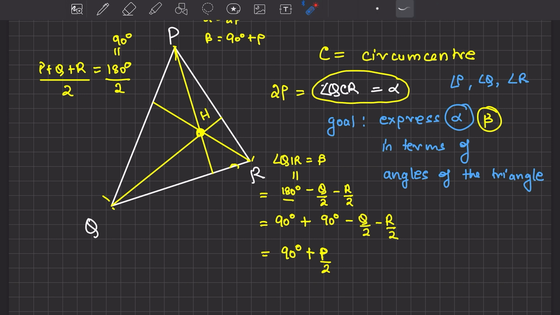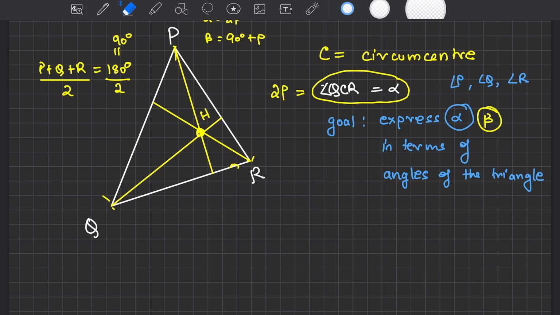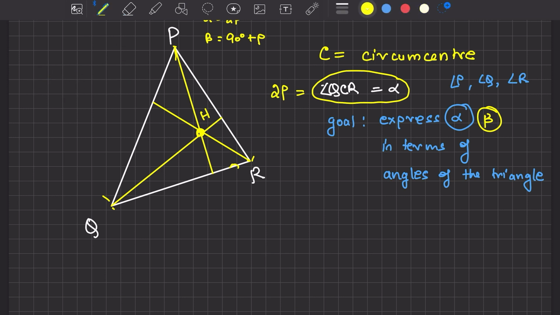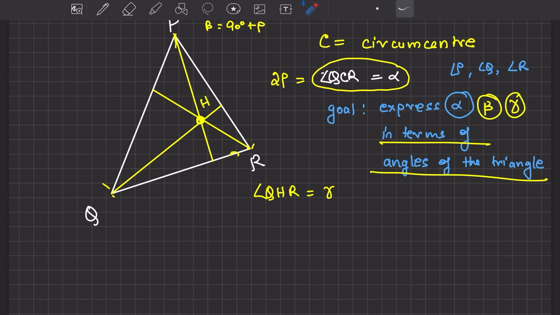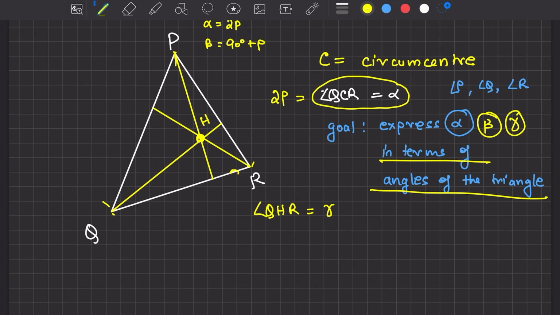And we want to find out this angle, angle QHR. So let's make some space. Angle QHR, let's call it gamma. We want to find gamma in terms of the angles of the triangle. We would love if we can find it in terms of only one angle. That would be even better. So let's see how we can do that. If we can do that in terms of P, I don't know. We have to check.